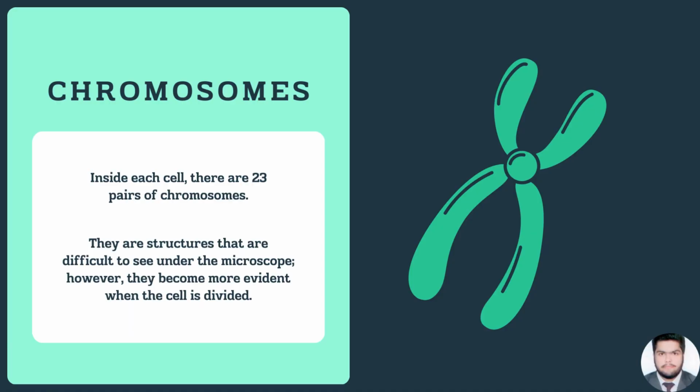Chromosomes. Inside each cell, there are 23 pairs of chromosomes. They are structures that are difficult to see under the microscope. However, they become more evident when the cell is divided.